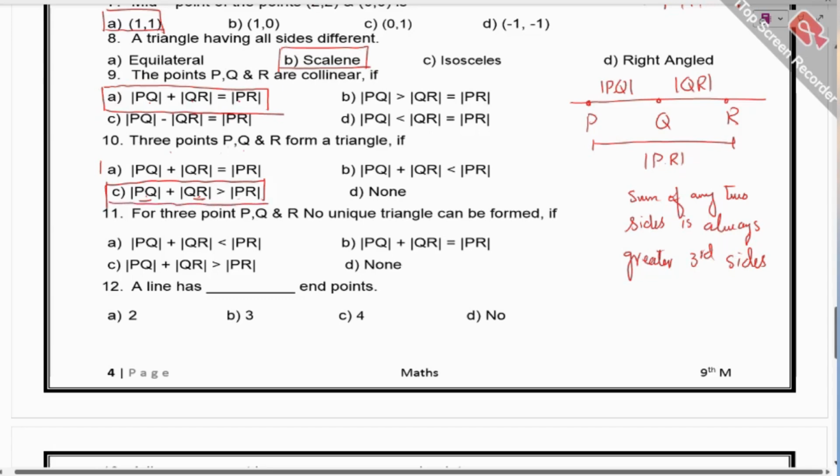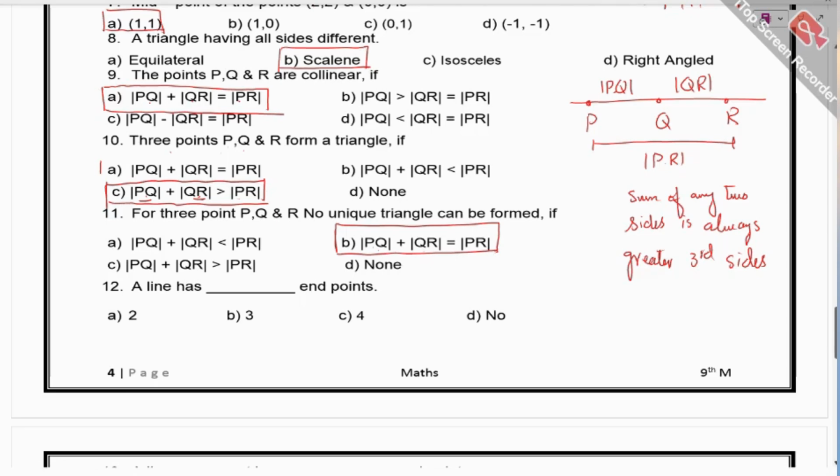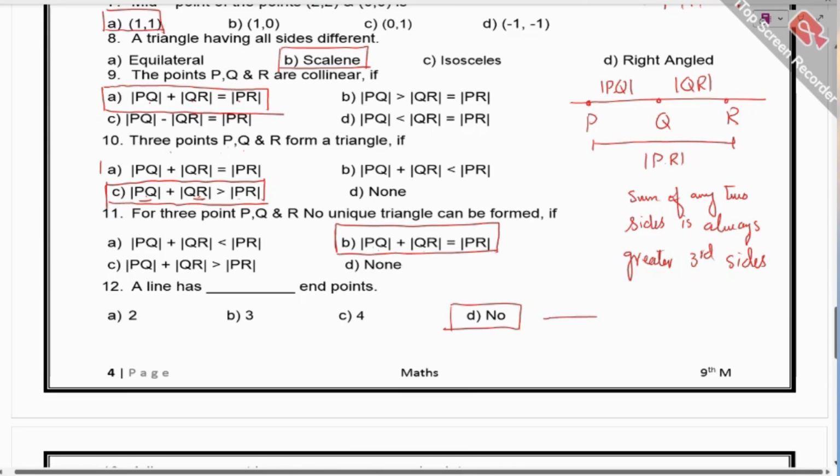Now we will move to MCQ number 11. For 3 points P, Q and R, no unique triangles can be formed. So if PQ plus QR is equal to the third side, then we cannot make any one unique triangle, means more than one triangle can be formed. So, a line has dash points. A line has no end point, because a line is a straight thing which doesn't have any ending point. So that's why no will be the correct option here, means option D.